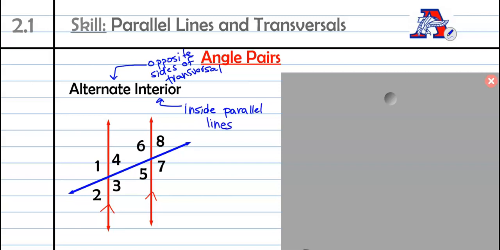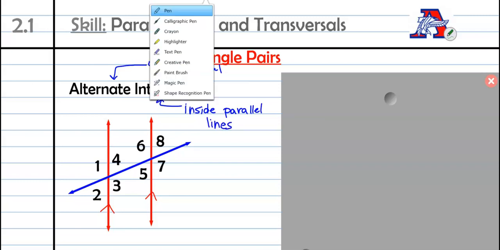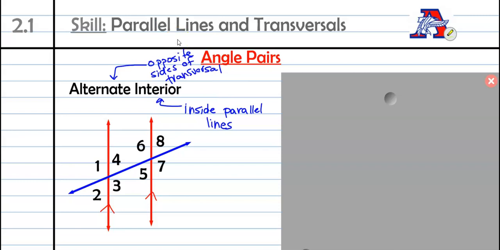So the easiest way to show this, and you can do the same in your notebooks if you think it's helpful, is to grab a highlighter and start by highlighting the inside of the parallel lines. So we want to be inside the two red lines that are marked as parallel. Okay, so that kind of narrows it down. Now we're looking at angles 3, 4, 5, and 6. And I should have mentioned this earlier, but anytime a transversal cuts through parallel lines, you have 8 different angles in the diagram. And we're going to keep them numbered as 1 through 8 for now.